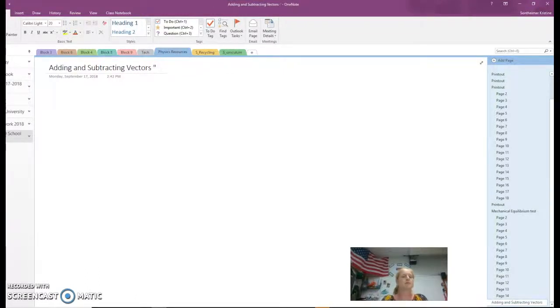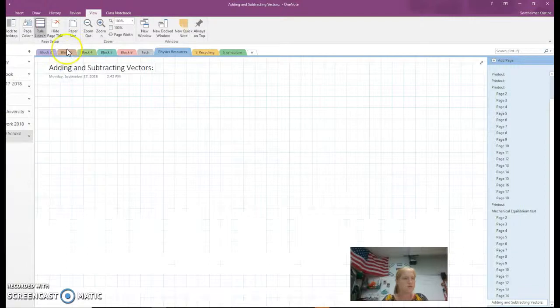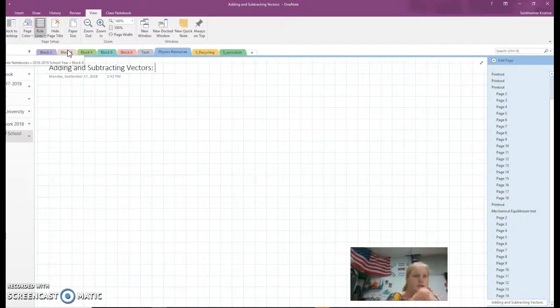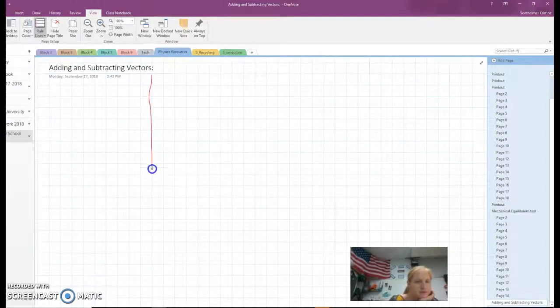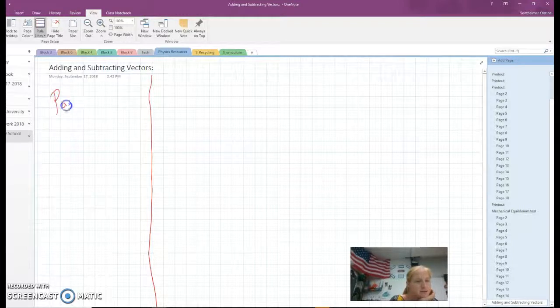I'll just call it adding and subtracting vectors, right? Again, we talked about why I really like having the graph paper that has us measure stuff, so I'm setting that. And I'm going to work through these notes with you. Okay, adding and subtracting vectors. Okay, the first one is parallel vectors.